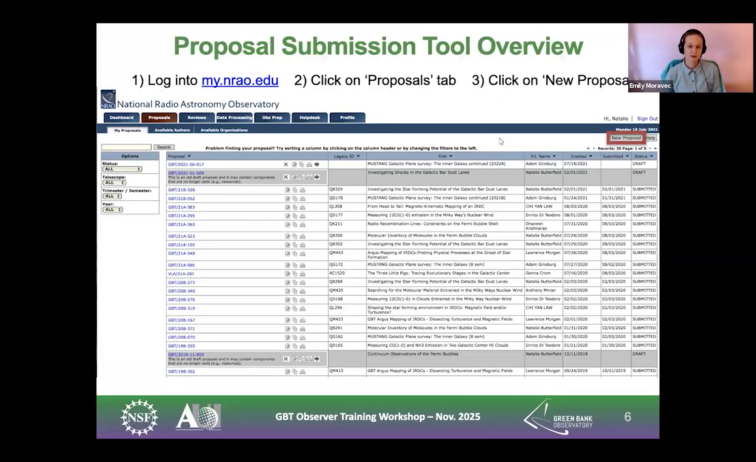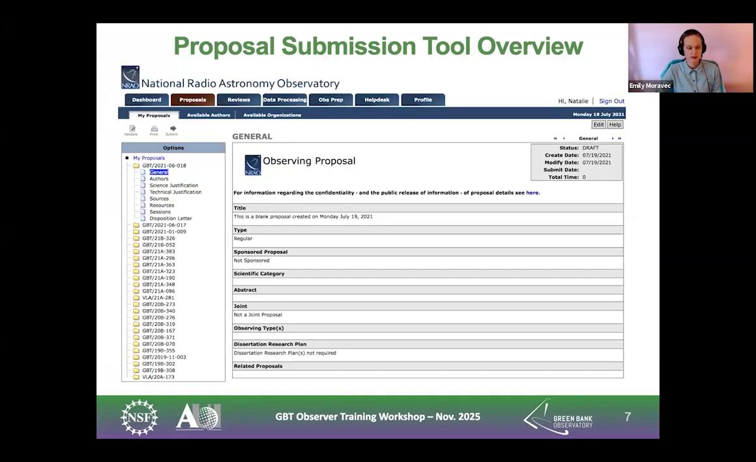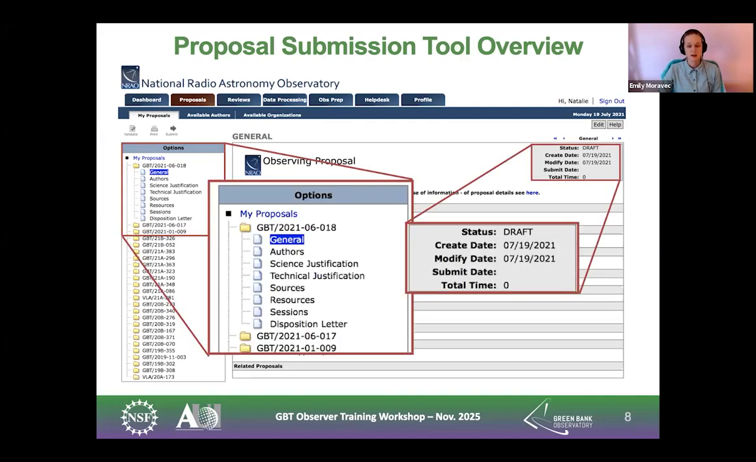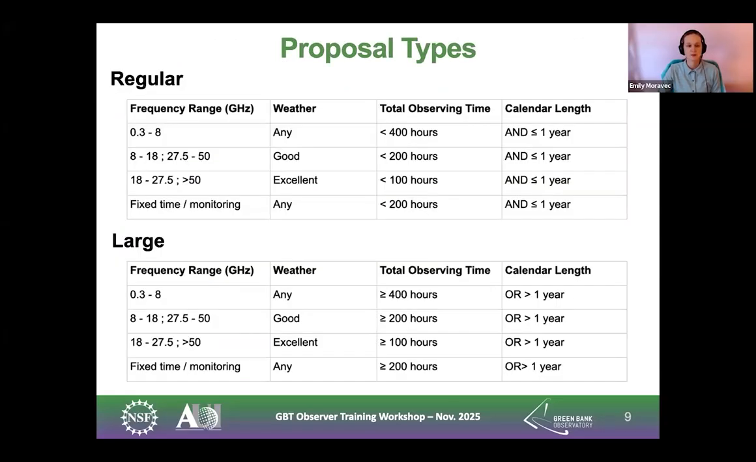So how do you actually submit the proposal? Well, you go into my.nrao.edu and you click on the proposals tab, and then you'll be able to make a new proposal. Once you do, there are these different categories of information that you need to fill out for submitting. And there is the status of your proposal up in the right-hand corner.